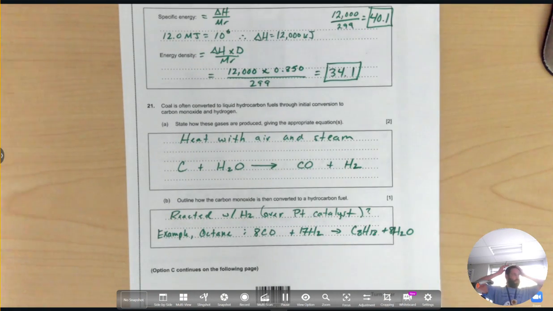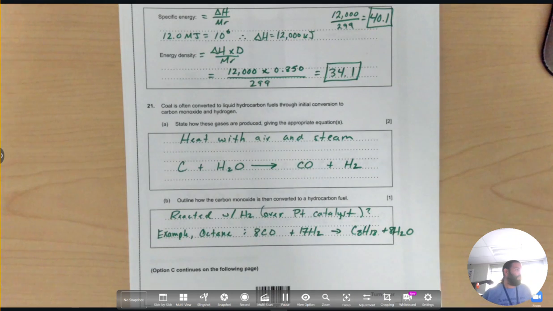21 says coal is often converted to liquid hydrocarbon fuels through initial conversion to carbon monoxide and hydrogen. State how these gases are produced and give the appropriate equation. So 2 marks, 1 for the stating, 1 for the equation. What you need to know is that when they're doing the gasification reaction, they pump air and steam down into the coal beds. So they heat those coal beds with air and steam.